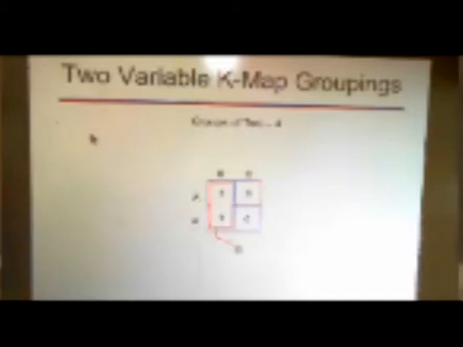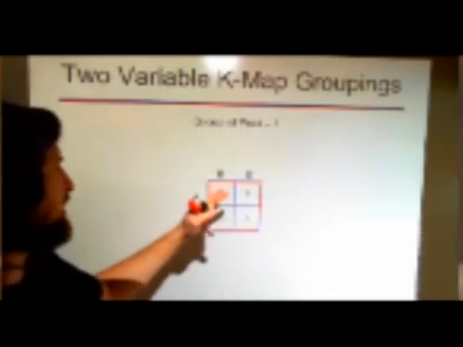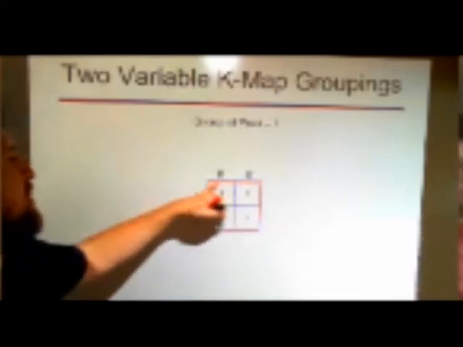And groups of 2 work like that. You can see you can get groups of 2 in many different combinations. Groups of 4 are just big groupings of K-maps. And I am trying to go through each one of these just to show you, like, we are circling in groupings of this.